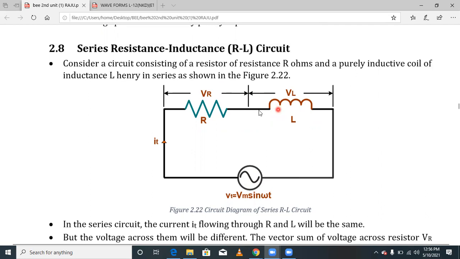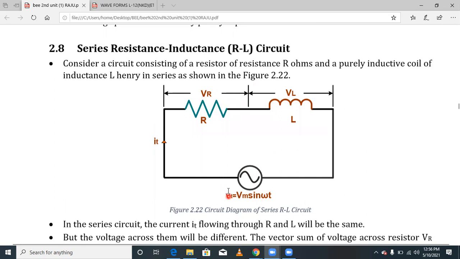For DC, the supply voltage is equal to the sum of the voltage drops across each element. But for AC, don't take it directly. Don't add v(t) equal to VR plus VL. In an AC system, we have to take the vector form or phasor form, phasor notations or vector notations.